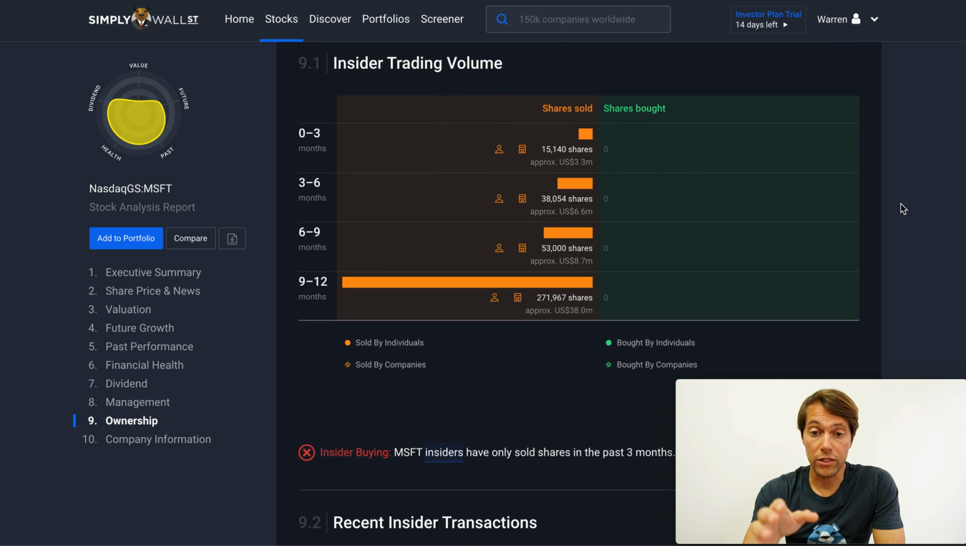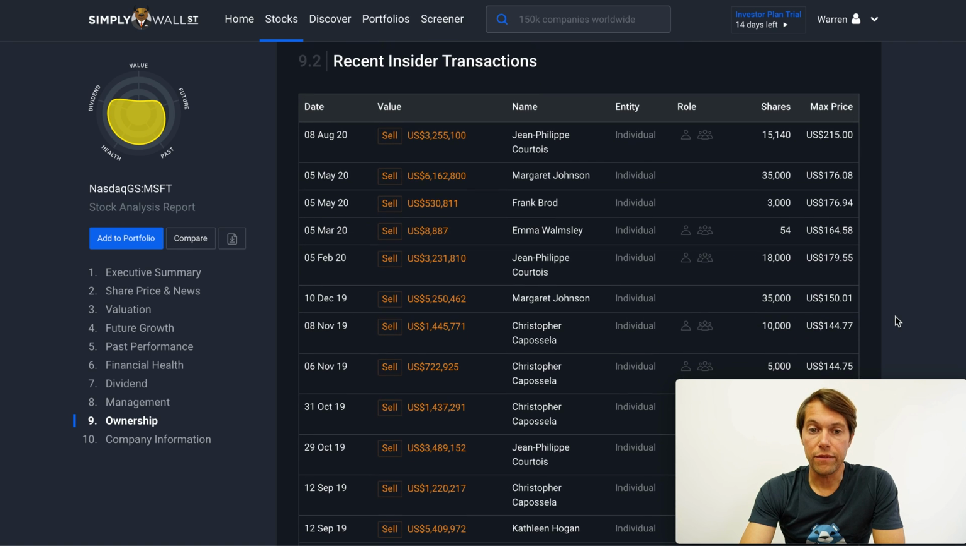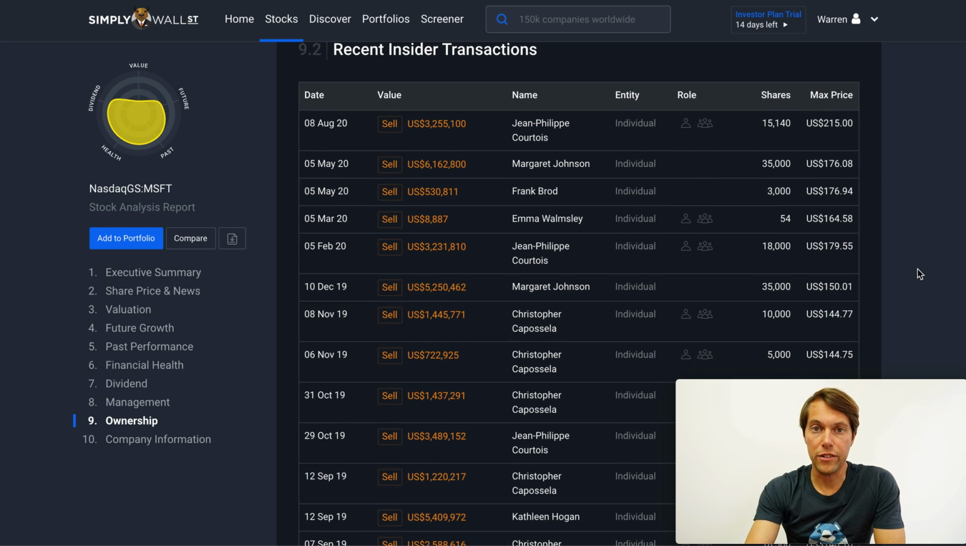And for Microsoft, what we can see here is in the period of the last 3 months, 3 to 6 months, 6 to 9 months, and 9 to 12, so we're going back a whole year, we can see that actually there's been only sells, which is interesting. And if we go down, what we can see is the individual transactions. So we can actually look at what was the transaction value, who was the insider who was making the transaction, and you can hover over these icons to even see their role. And so that's how you can actually see the detail that is in the visual above.